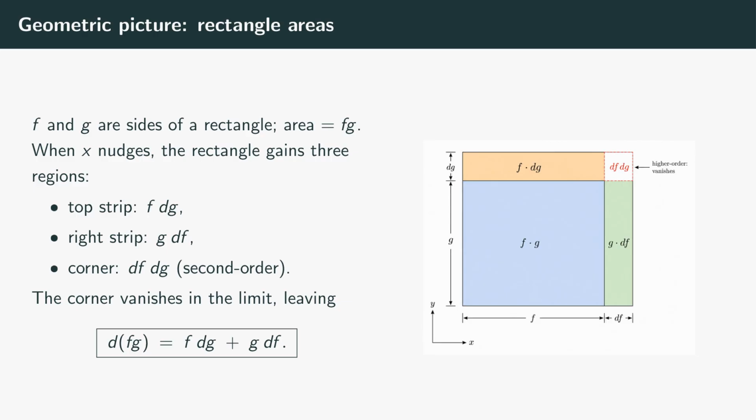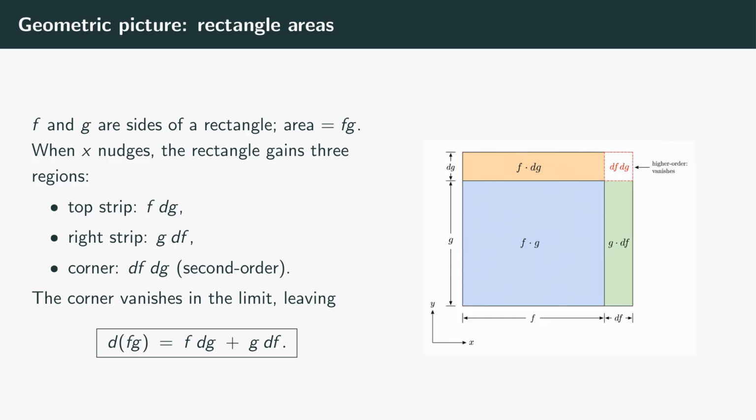The original rectangle is the blue piece in the middle. The new rectangle adds three regions: an orange strip on top, area f times dg, a green strip on the right, area g times df, and a tiny red corner square, area df times dg. Here's the punchline. The corner square is the product of two small quantities. It's second order small. In the limit as dx goes to 0, that corner vanishes faster than the two strips. What remains is f times dg plus g times df, exactly the product rule.